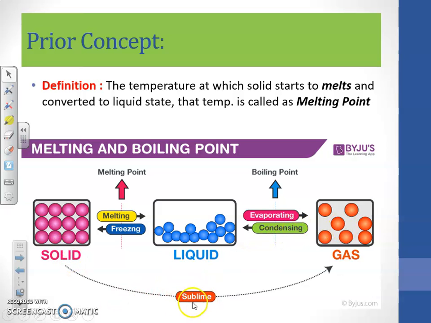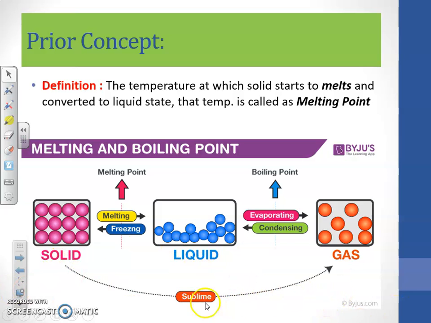The process is called sublimation. For example, we know camphor is a solid, but it directly converts into a vapor; it directly evaporates and converts into a gas state. It will not melt or convert into a liquid state. It will directly convert into a gas state from solid. So the process is called sublimation.